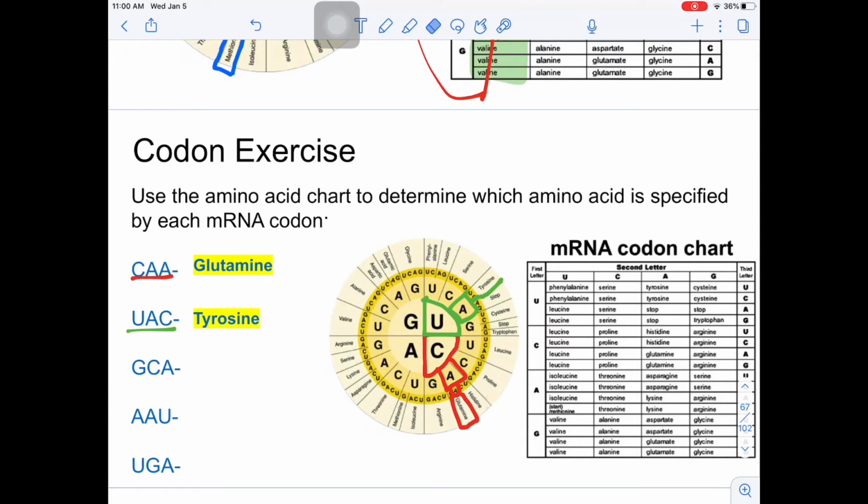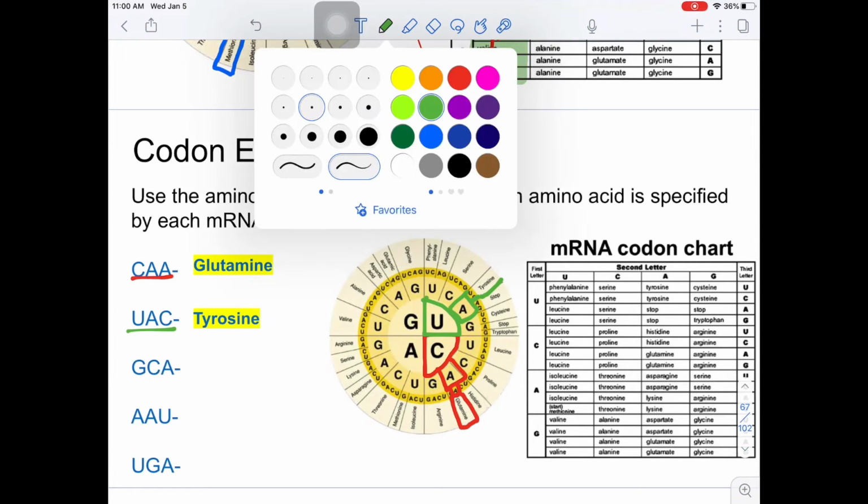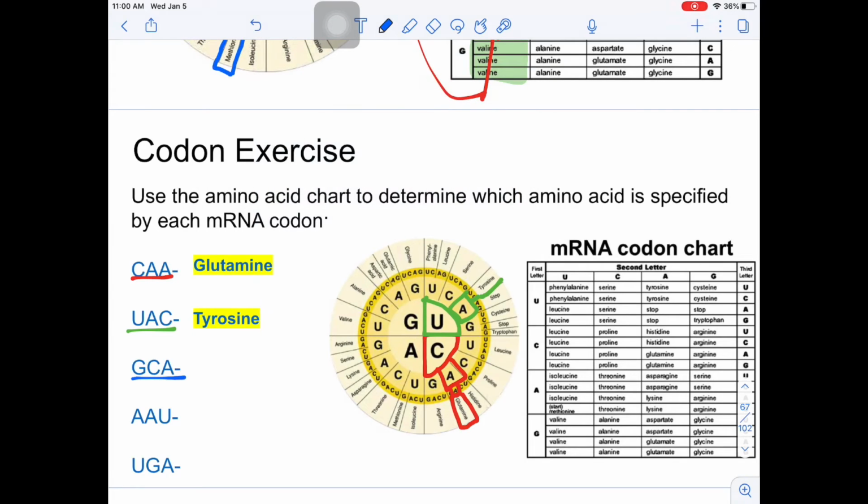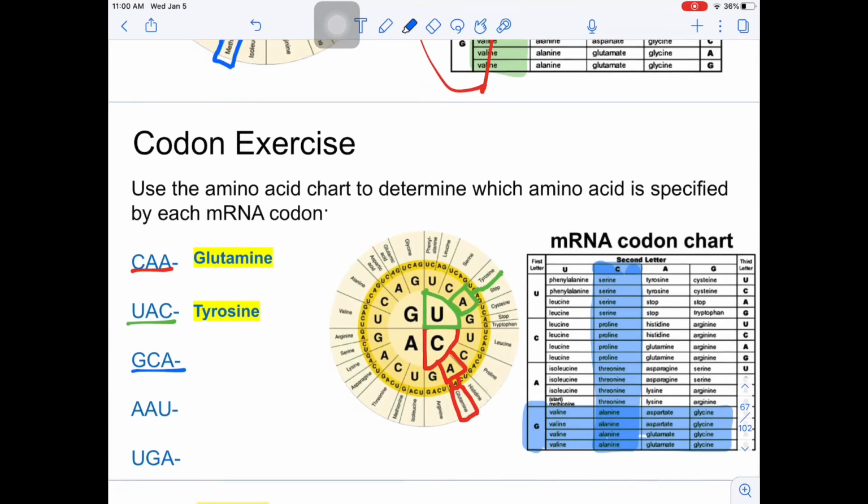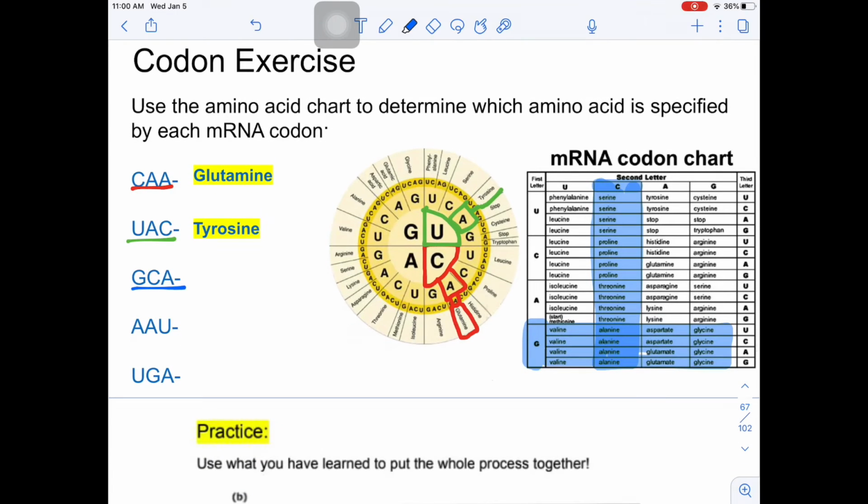Our third one, GCA, I'm going to pop over to the chart now for this one. So for GCA, let's take a look. Our first letter is a G. So we're looking at any of these. Our second letter is a C. So we're going to be down here. And our third letter is an A. So over here, follow it across. The one where all three rows intersect is right here. It's alanine.